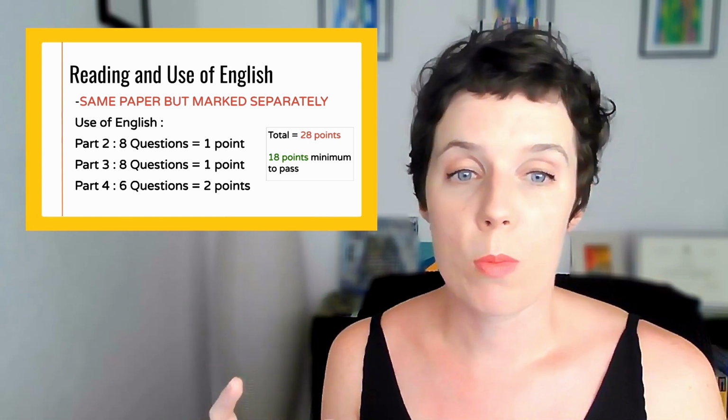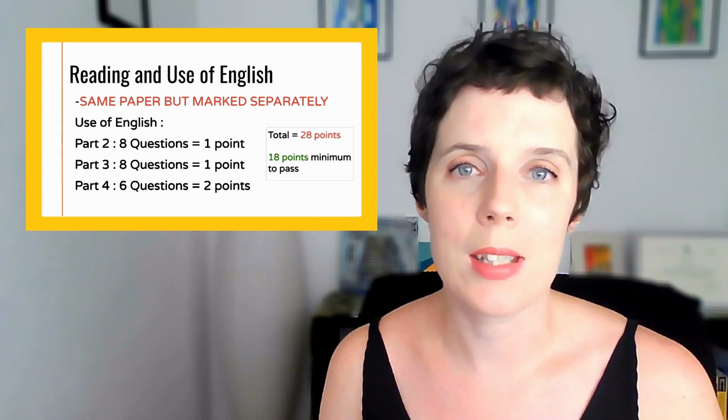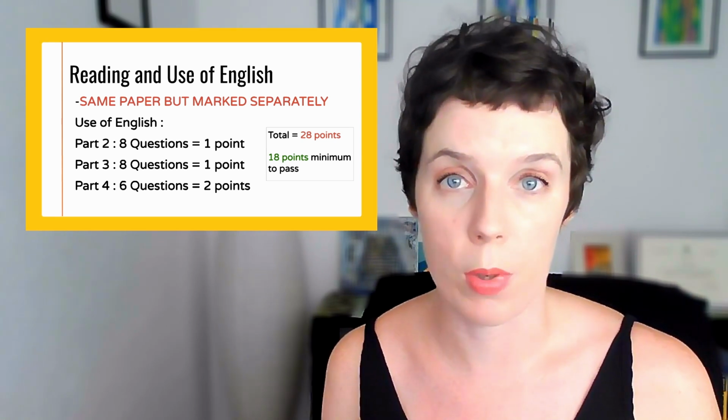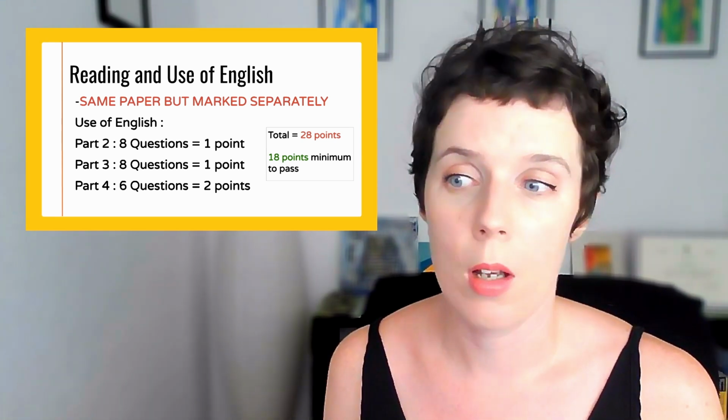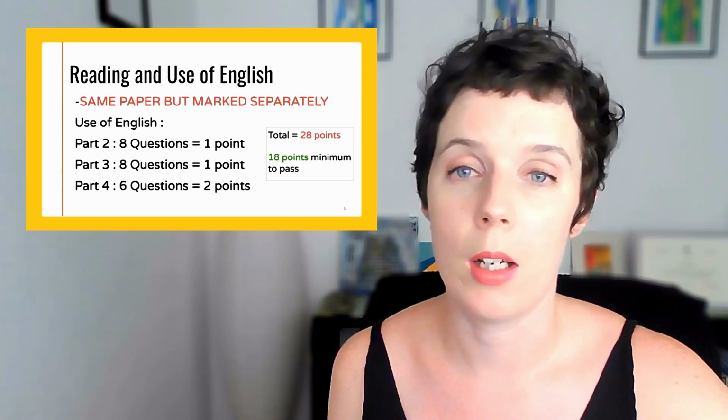Okay, your use of English paper is a total of 28 points, and you need at least 18 points to pass this paper. Okay, that's 60% of 28 is 18. So 18 points minimum to pass use of English.